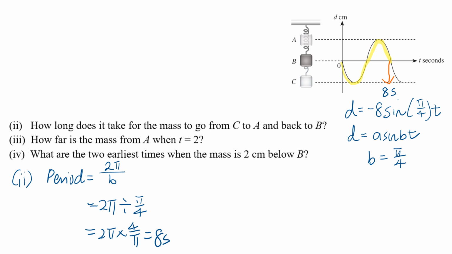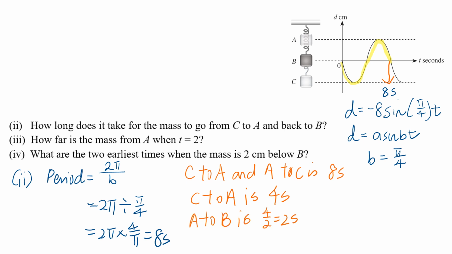So that means 8 seconds is from C to A and A to C. That's one cycle. Therefore C to A will be 4 seconds, half of it. So C to B, or A to B, will be half of that, which is 2 seconds. So if you want to find from C to A, that will be 4 seconds, and then from A back to B, 2 seconds. Therefore altogether 6 seconds. Alright, so that is part 2.